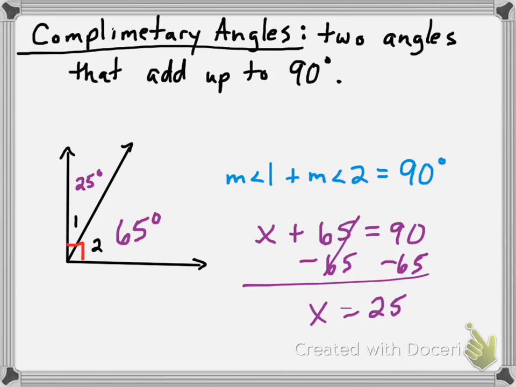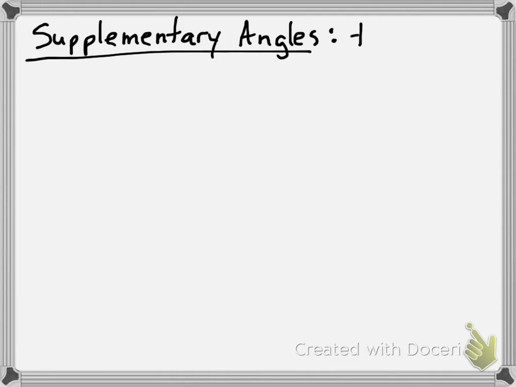Alright, now the next one is similar. It's called supplementary. Okay, complementary is when they add to 90. Supplementary is when two angles add up to 180 degrees. Okay, so complementary makes a right angle. Supplementary makes a straight angle.